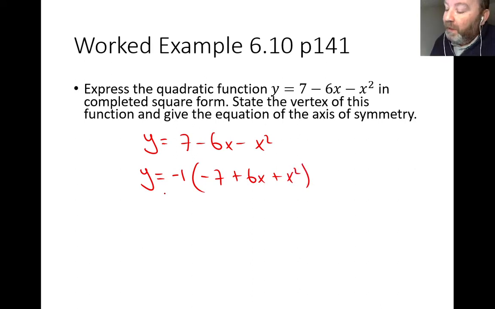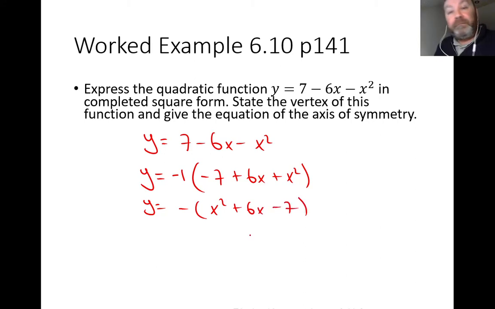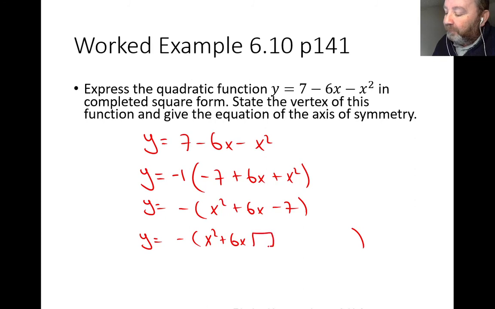Okay, so I now end up getting y equals minus x squared plus 6x minus 7. So now I've got my quadratic equation ready for the completed square form. So y equals minus. Now let's leave the spaces as we do. Keep the x terms together. Leave a space. Put in the minus 7. Leave a space. What are we going to do here?